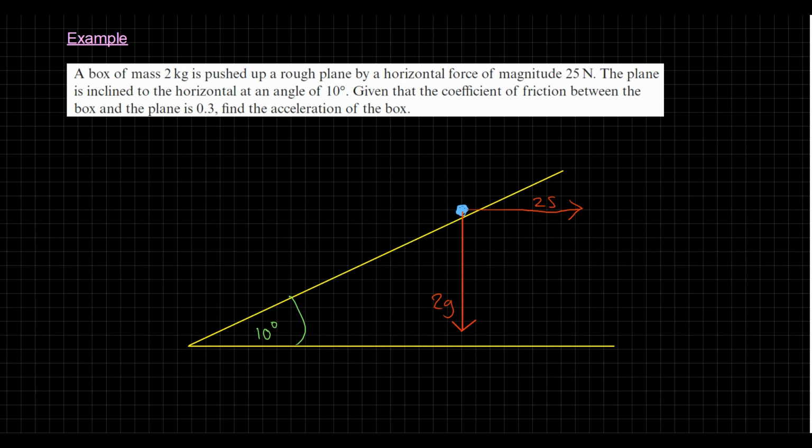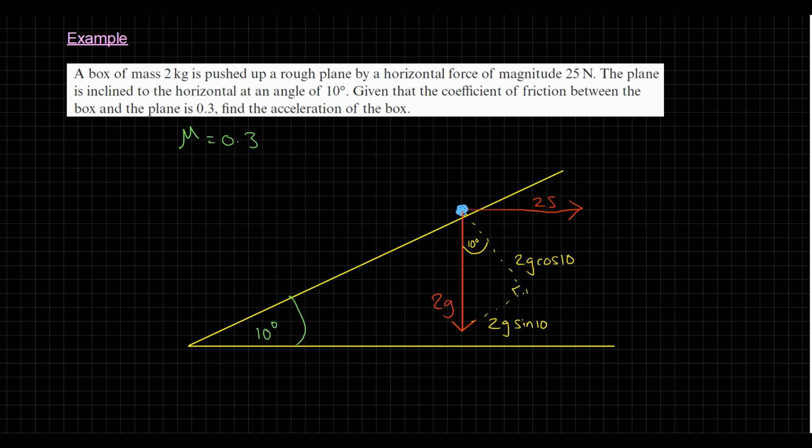Coefficient of friction, 0.3. Find the acceleration. Okay, let's do components of forces. The weight components, that's 10 degrees. That's 2g cos 10. That's 2g sine 10.